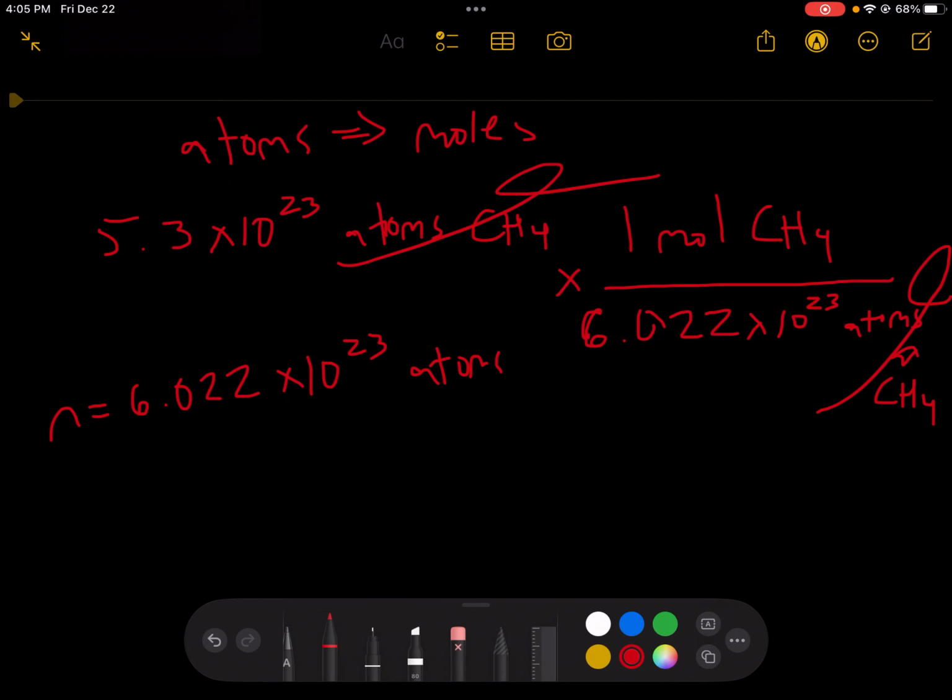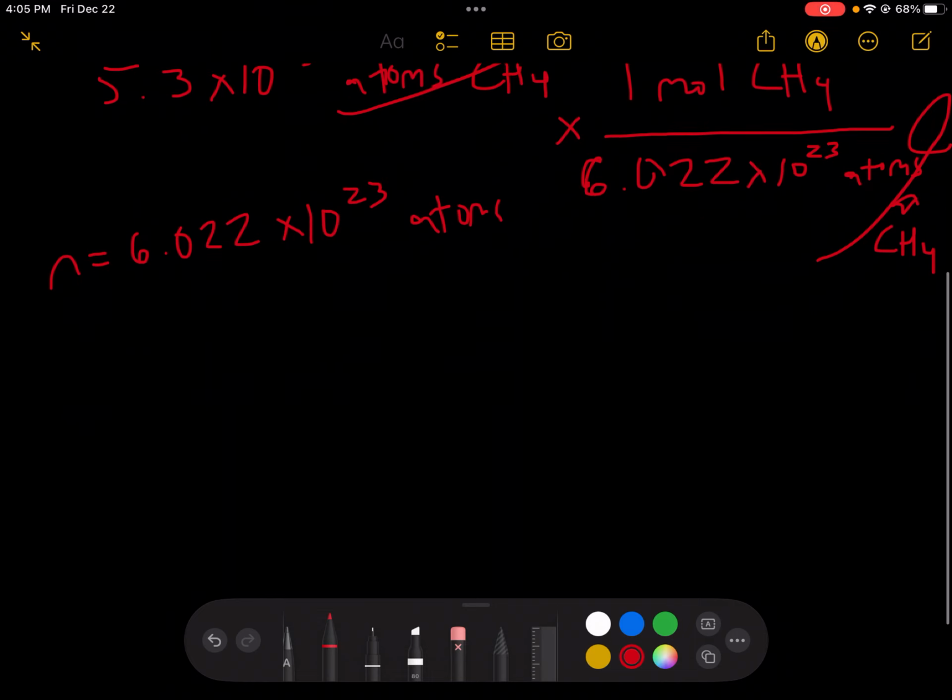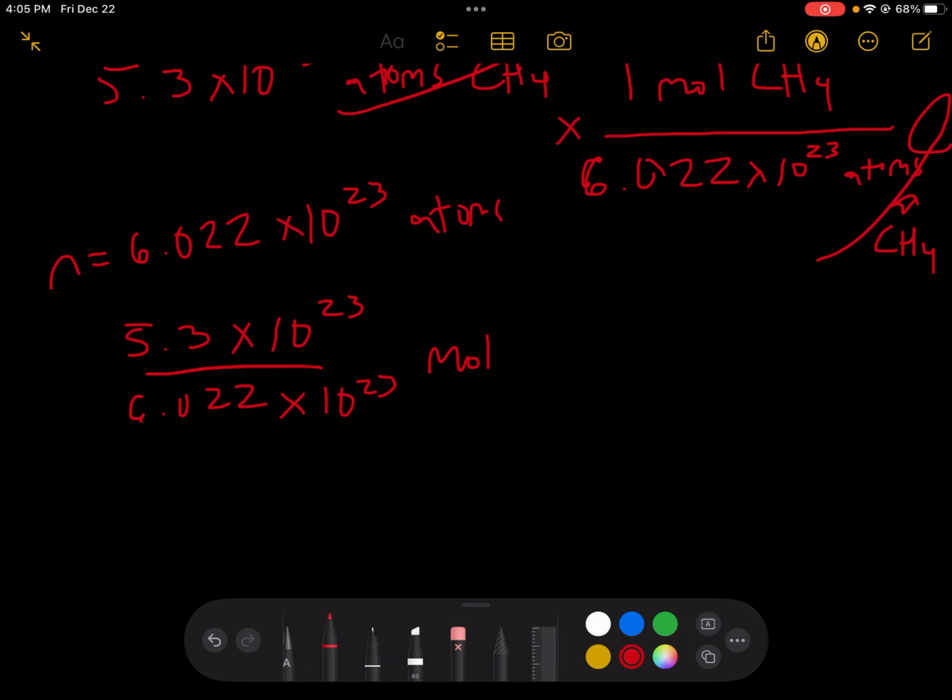And what we're left with is 5.3 times 10 to the 23rd over 6.022 times 10 to the 23rd moles of methane. And that's pretty much it. Doing the math on this, this will be 0.88 moles. So about 9/10 of a mole of methane, and that's the problem, right?